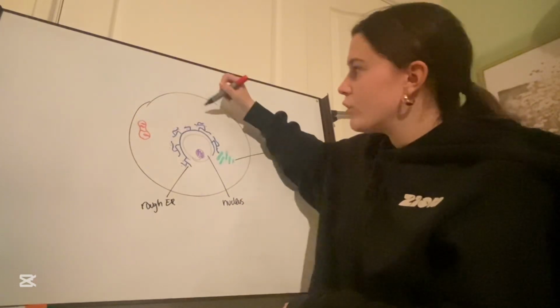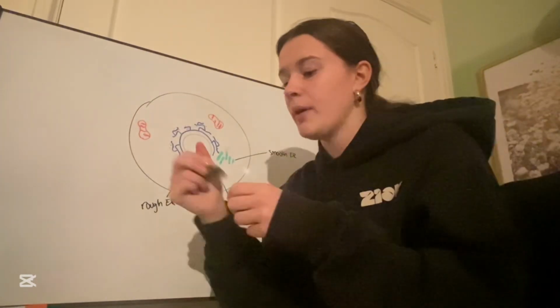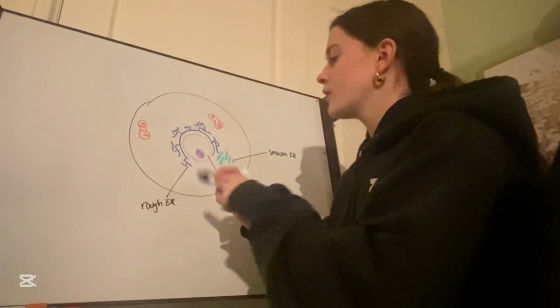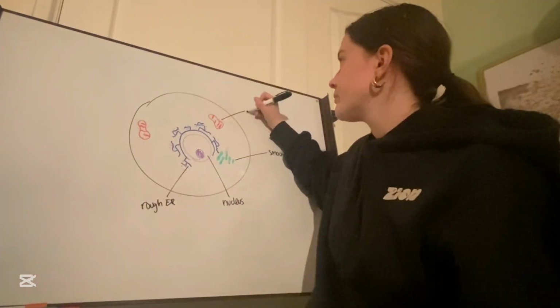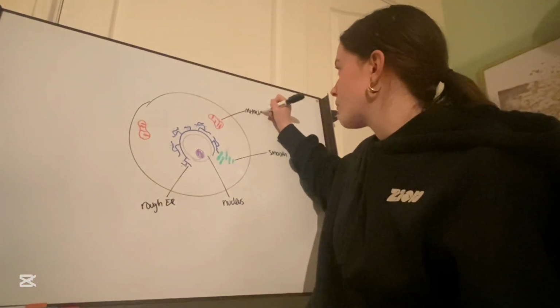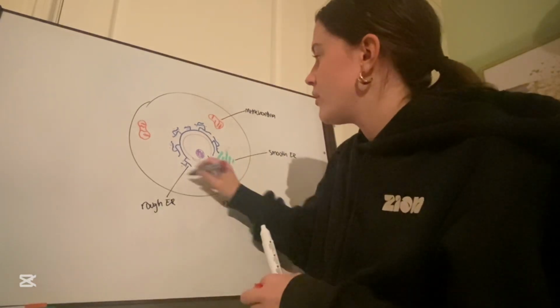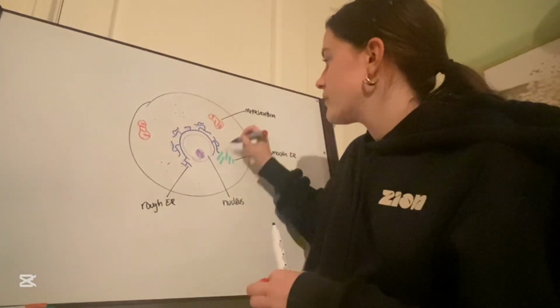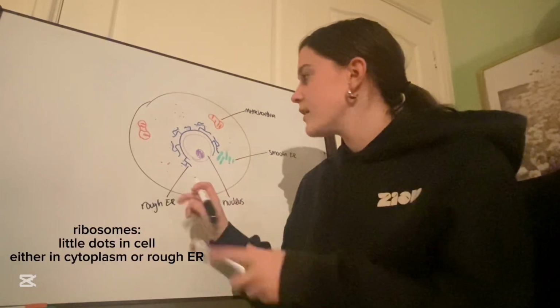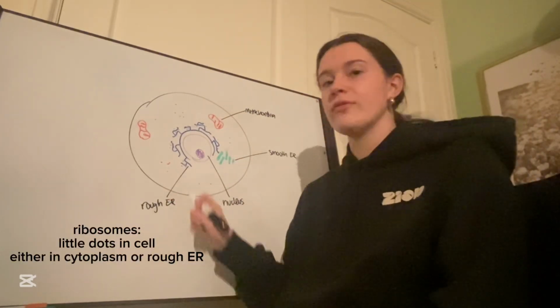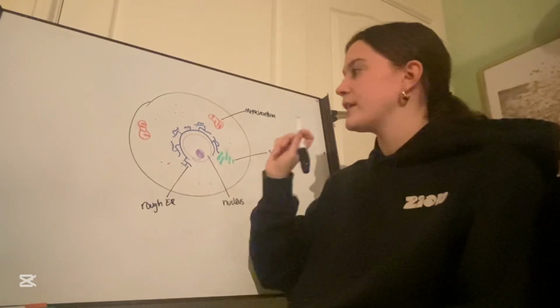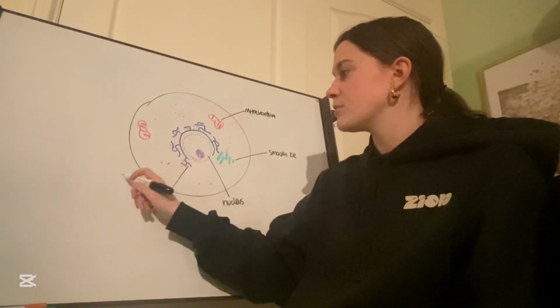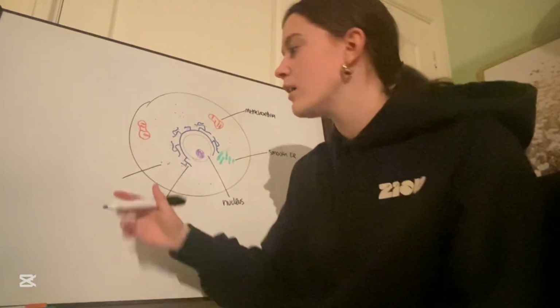Mitochondria. Like I said before, these little guys are just ribosomes. They either are free floating in the cell or they're attached to the endoplasmic reticulum, the rough ER.